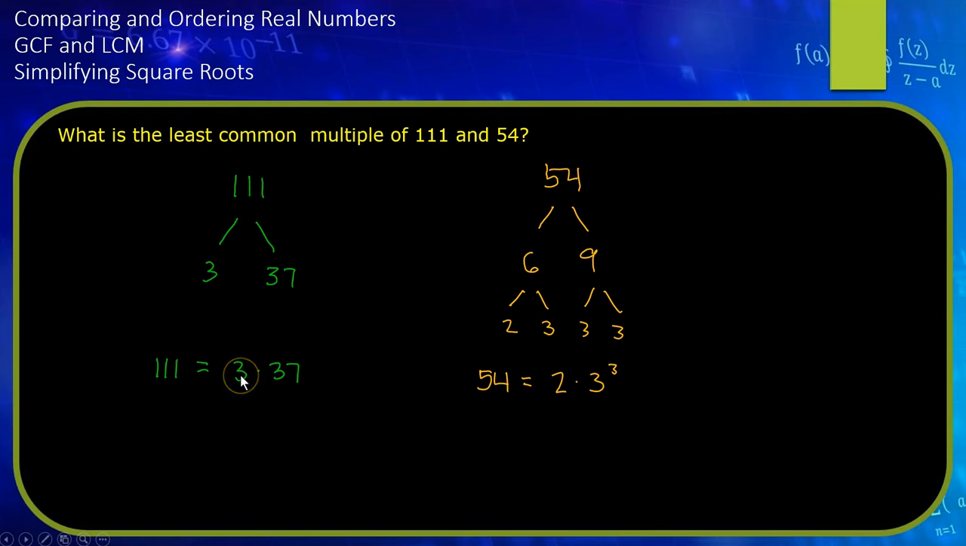I have 3 over here in the 111. I have 3 cubed in 54. So 3 cubed is going to be part of the least common multiple. And the 37, since it's in the 111, is going to be in the least common multiple too. So the least common multiple would be calculated by doing 2 times 3 cubed times 37, and that'll give you a total of 1,998. That is the least common multiple between these two numbers. Try it for the next one.